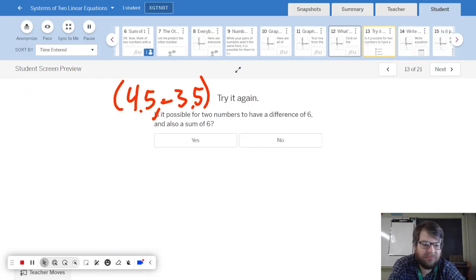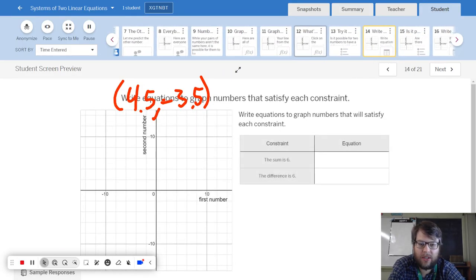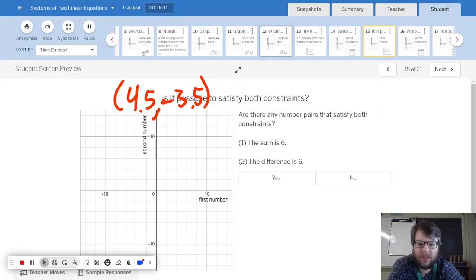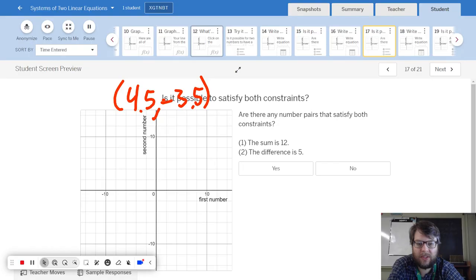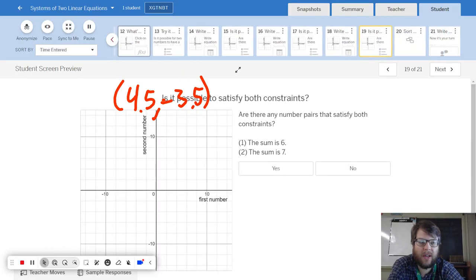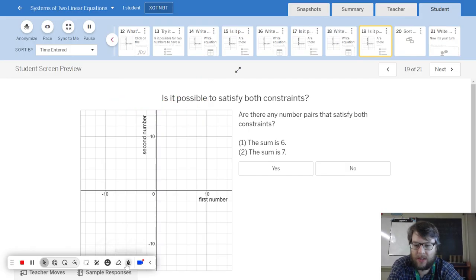Then you have some other challenges to work on. Sum is different: sum is 6, difference is 6, sum is 12, difference of 12, etc., etc. And so please work through these problems yourself. Please ask questions. Happy to help out.